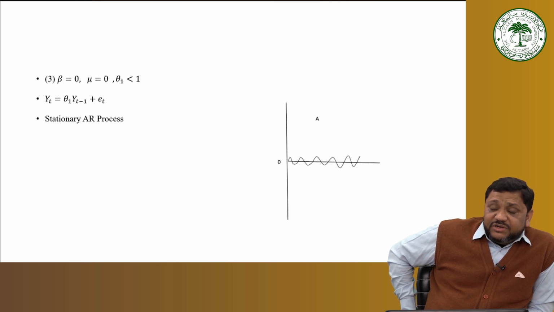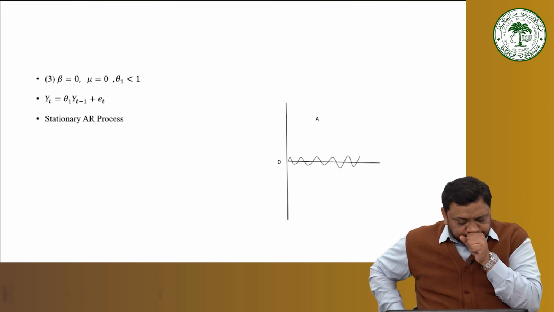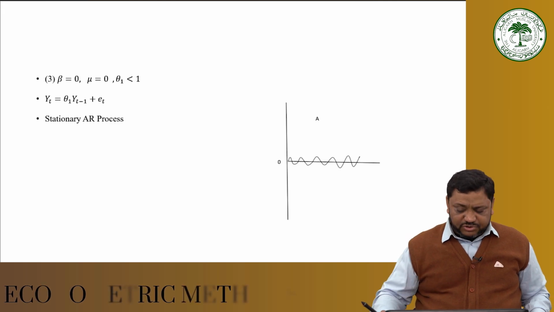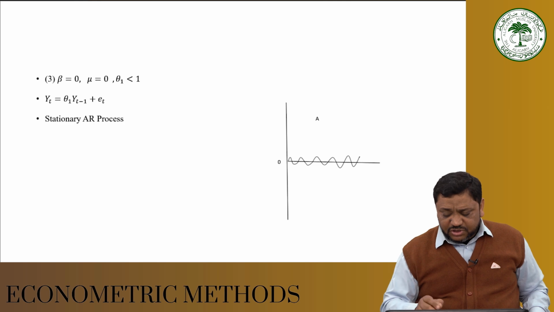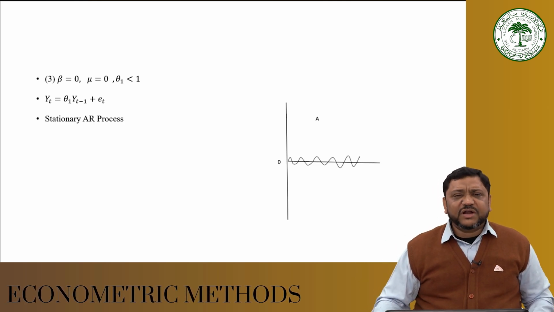In this case, theta is less than 1, meaning thereby this is not a random walk model, rather an autoregressive model, and the value of beta is equal to 0 and mu equal to 0, so it is the basic model with no drift and no trend. So we can write it as yt is equal to theta 1 yt minus 1 plus et. Again, this is a stationary process. We have seen before also, the mean is 0, the series is rotating around the mean, and the variance is constant.